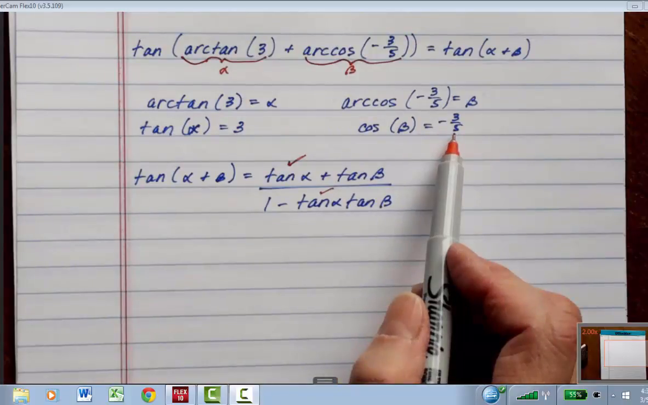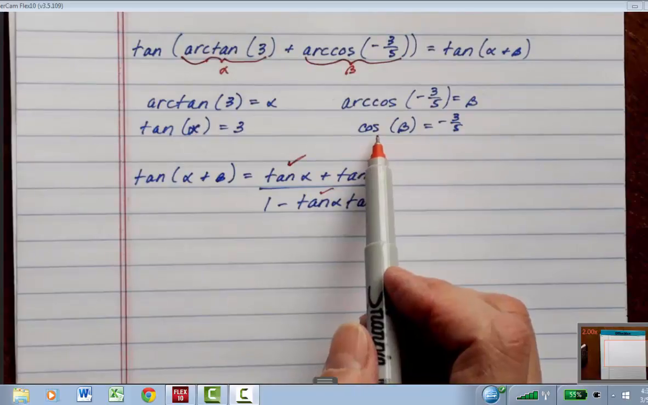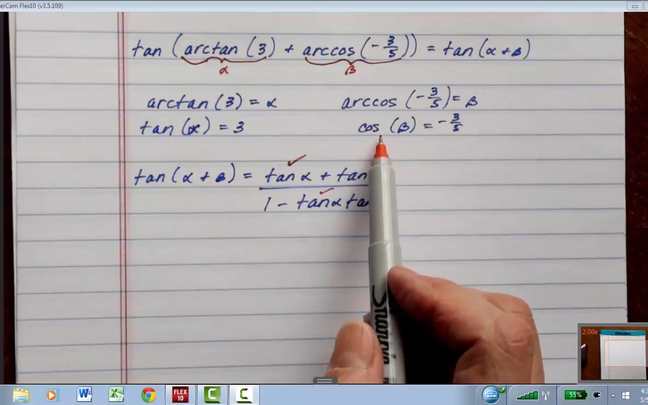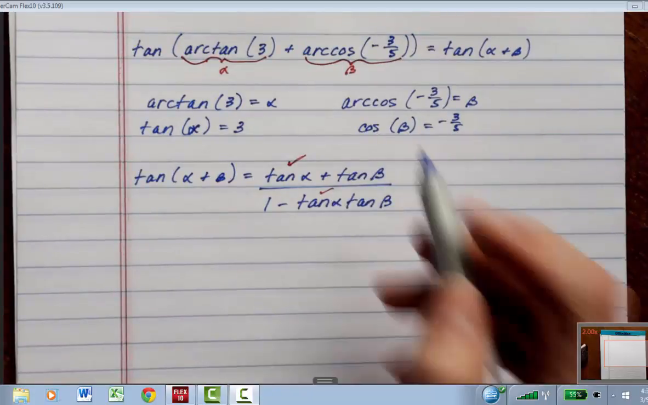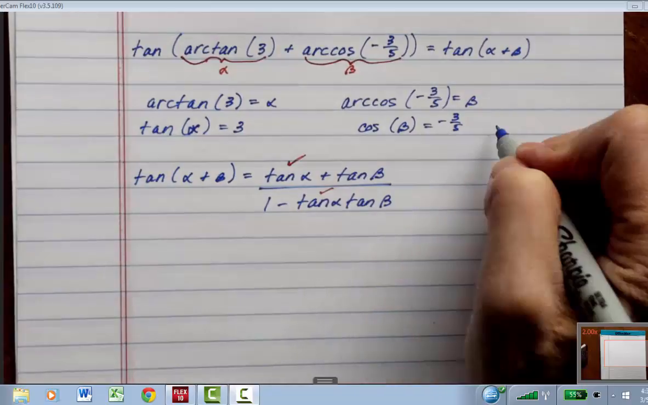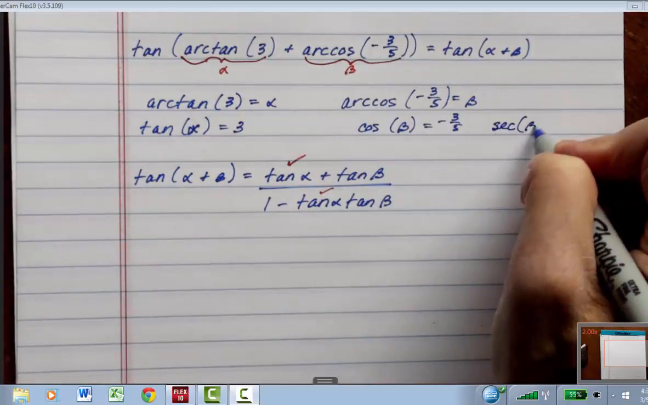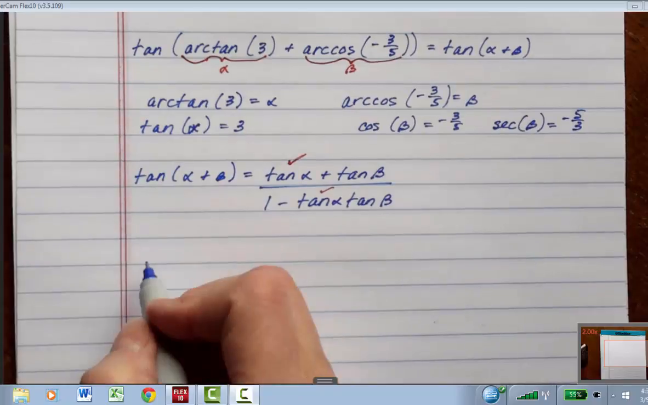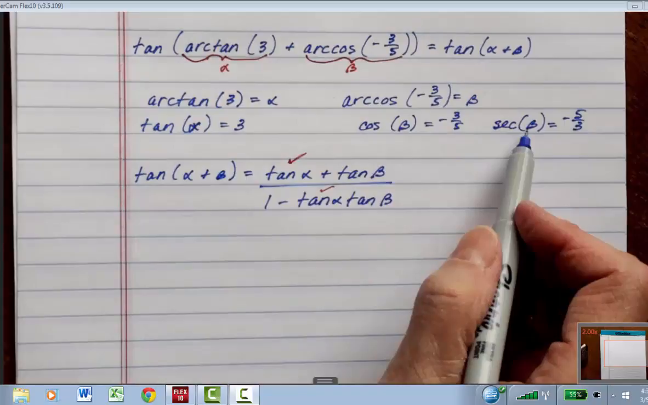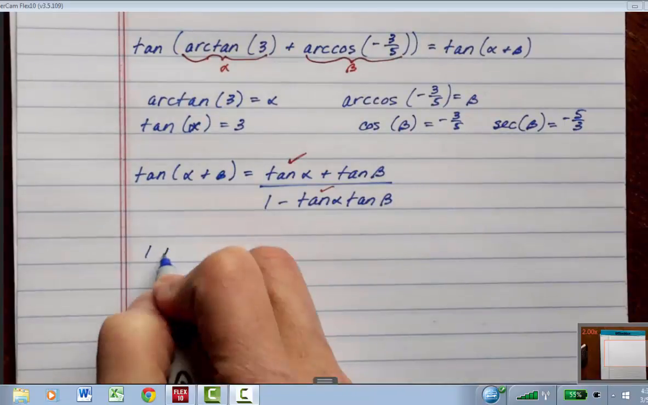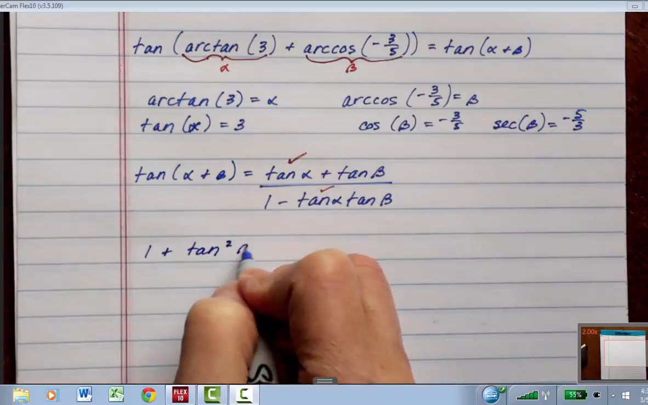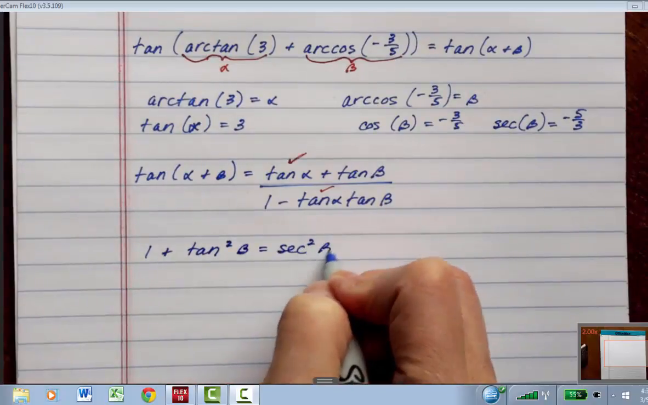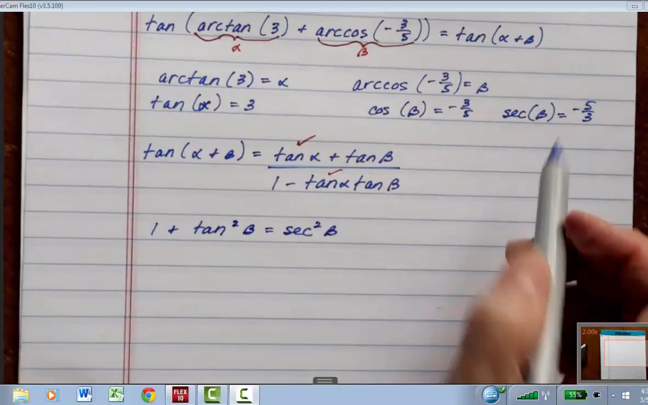I'm trying to think of a relationship between cosine and tangent, and there isn't one. There is a relationship between secant and tangent. Remember that secant is the reciprocal function of cosine. So the secant of beta is equal to the reciprocal, which gives me negative 5/3. Then my Pythagorean identity, which incorporates secant beta and tangent beta, is 1 plus tangent squared beta equals secant squared beta. Well, I know what secant beta is.